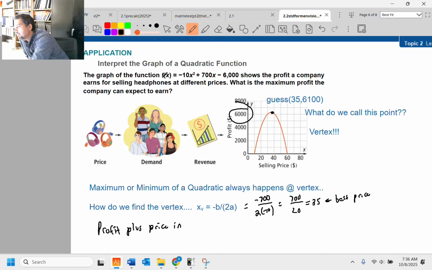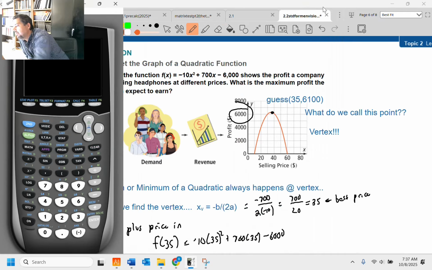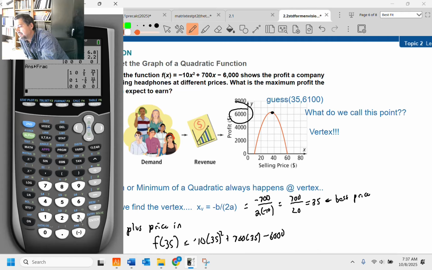So let's see here. We're going to find f of 35 because we understand function notation. It's going to be negative 10 times 35 squared plus 700 times 35 and then minus 6,000. Very few of you will play along here. I'm actually a huge fan of what we call a storage feature. I'm going to take 35 and store it to x. And then I'm going to type in the original equation. You have fewer typos if you use a storage feature.